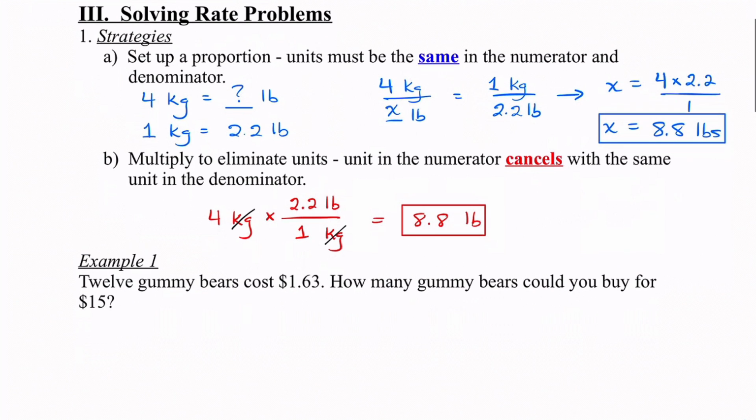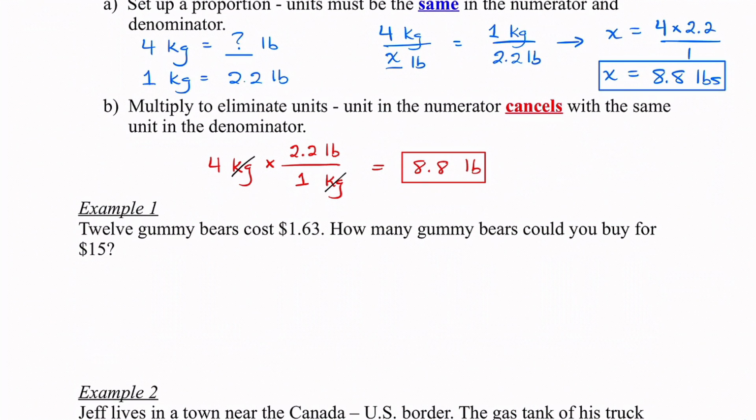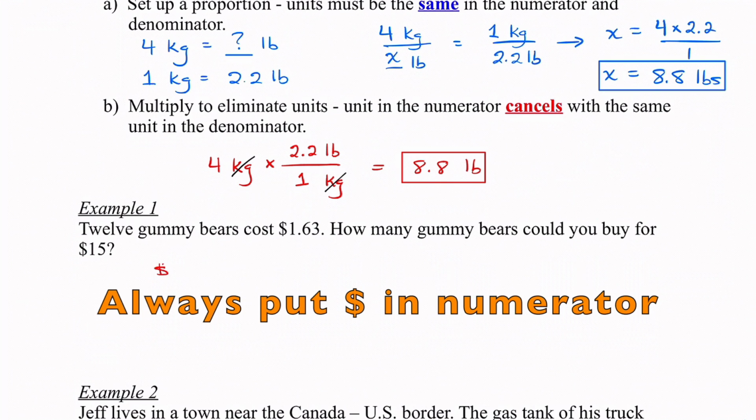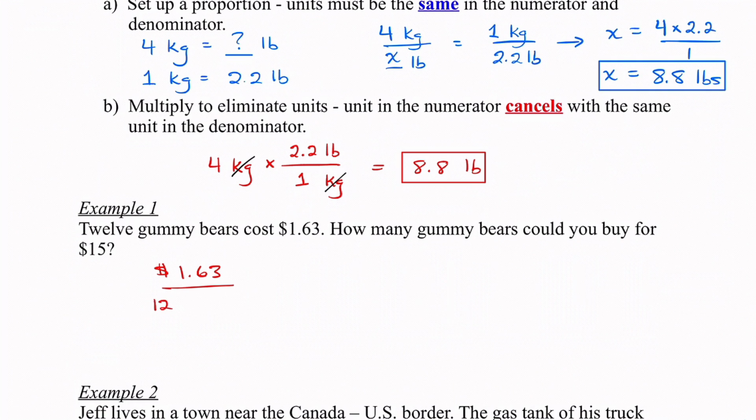In our first example, this one deals with gummy bears. It says 12 gummy bears cost $1.63. How many gummy bears could you buy for $15? For this one, I'm going to use a proportion. So for $1.63, I got 12 gummies. So I'm going to put 12 and then gummies.